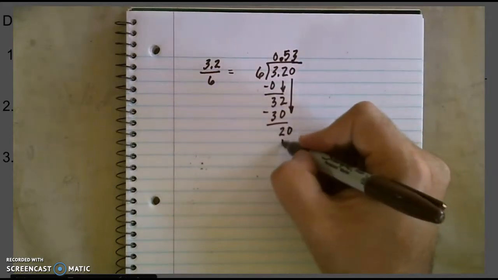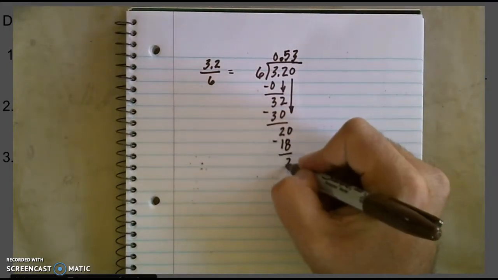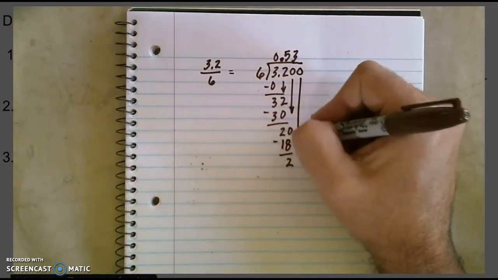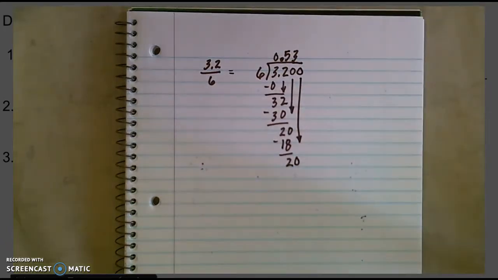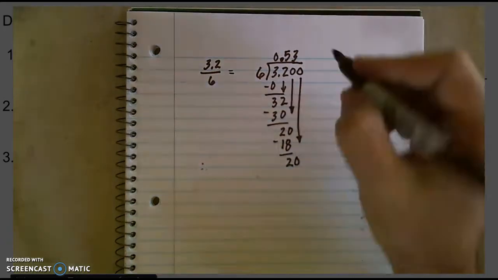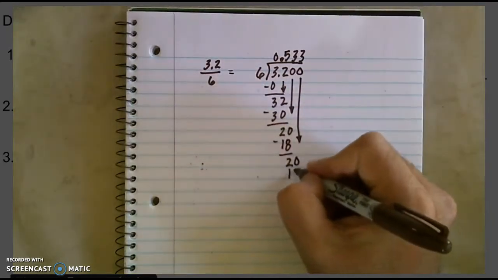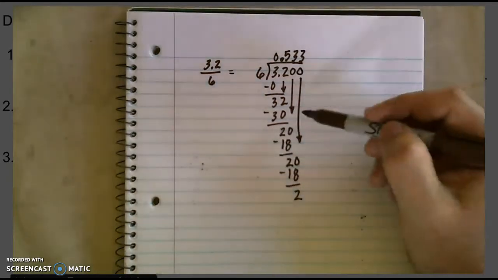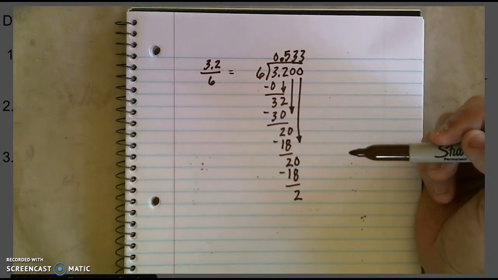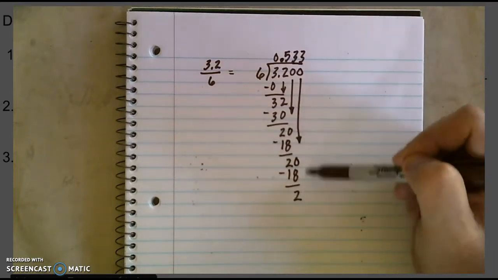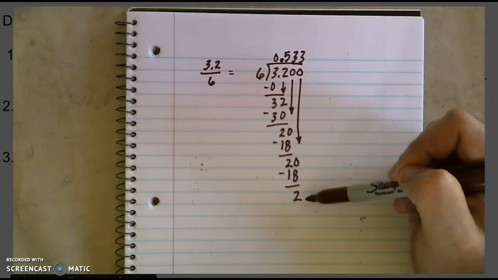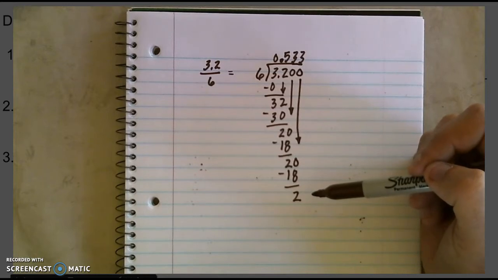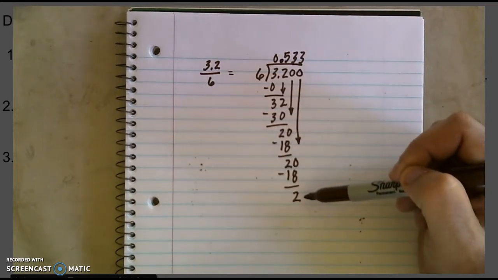3 times 6 is 18. When I subtract, I get 2. Oh, I'm still not done. Add another 0, bring it down, I get 20 again. How many times will 6 go into 20? 3 times, which is 18. Subtract, I get 2. Okay, do you see that there's a pattern starting to form? No matter what I do, I'm always going to get stuck in this repetitious pattern where I'm not going to be able to end this problem at all. This pattern will go on indefinitely or forever. And there's no need for me to keep dividing once I see that pattern is there.